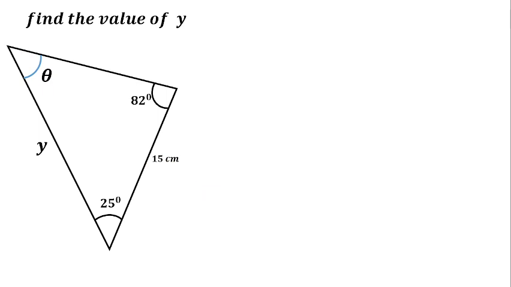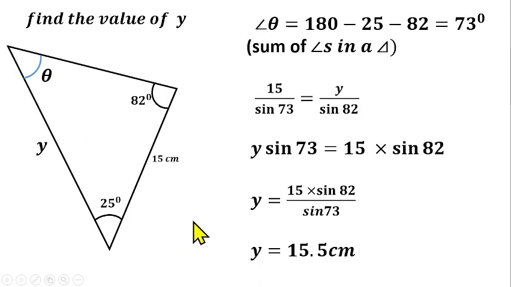Does that make any sense to you? So that means you can find this angle theta. Theta will be 180 minus 25 minus 82, and that will give us 73 degrees. The reason being that the sum of angles in a triangle is equal to 180 degrees. So to get this third angle, we have 180 minus 82 minus 25, which gives us 73 degrees. So this angle theta here is 73 degrees.